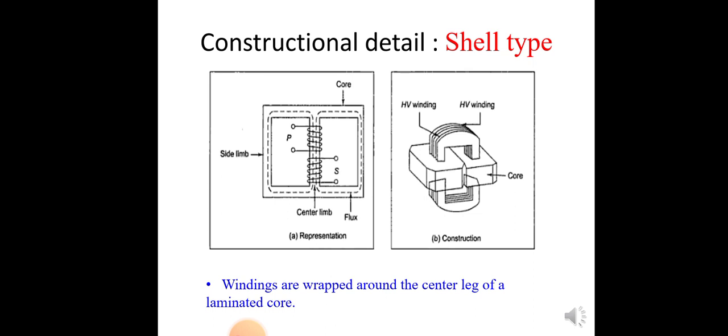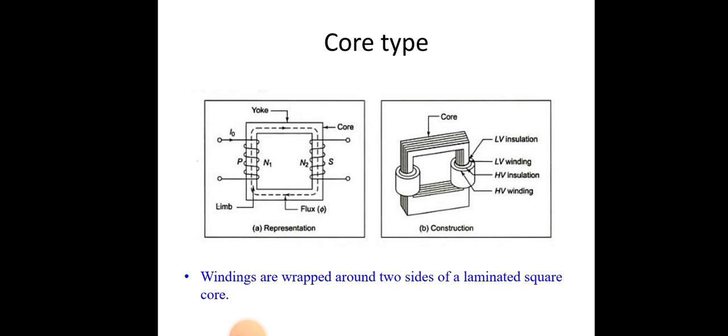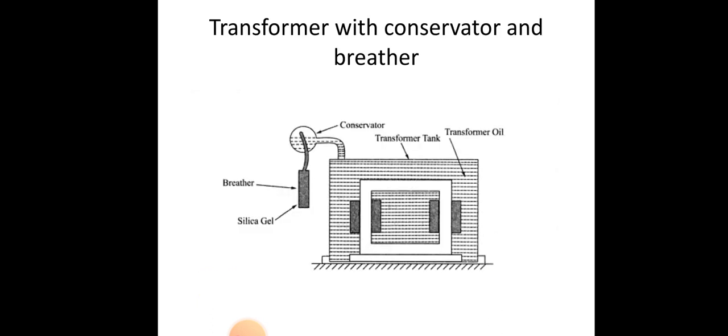So next one, construction details. The transformer based on construction is again classified into two types, first one is core type and second one is shell type. Core type means windings around the core. It has only one magnetic path. In shell type, core surrounds the winding. It has two magnetic paths. So this is the overall construction diagram.